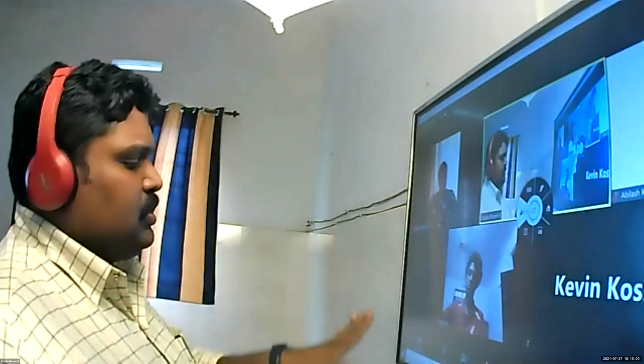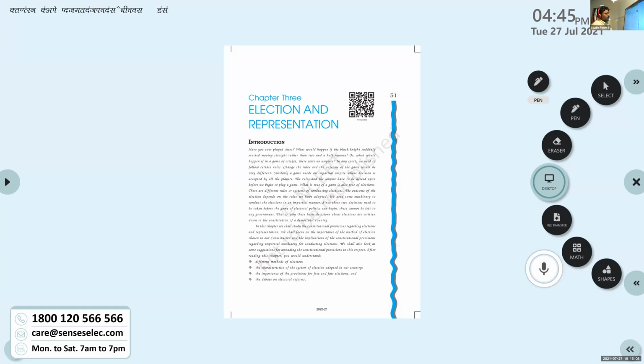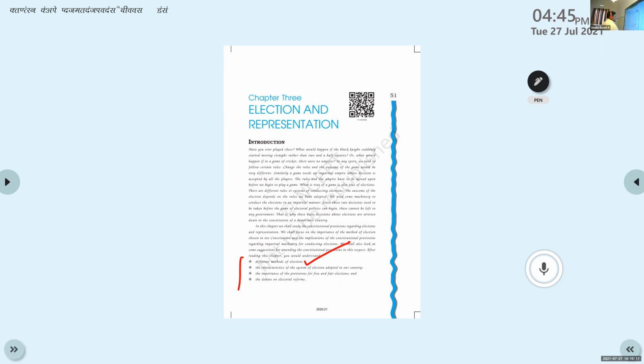So we are going to the next chapter from the same textbook. For Civics, it is Election and Representation. Basically in this chapter, we are going to learn different methods of election; the characteristics of the system of election adopted in our country, the Indian system of election; thirdly, the importance of the provisions for free and fair elections; and finally, the debate on electoral reforms. What are the changes we want to make in the present election system that we are following?